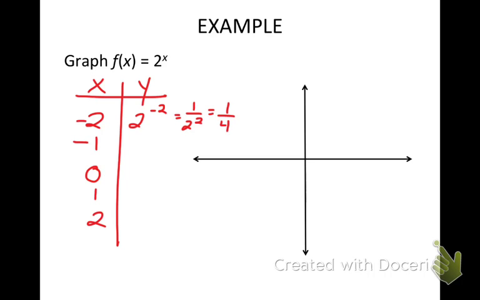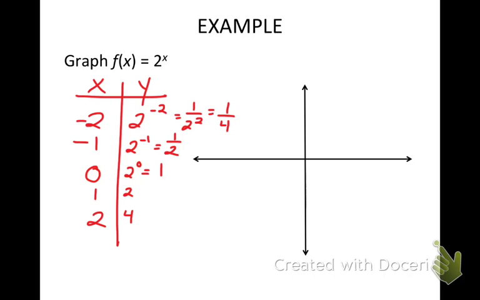So what would be 2 to the -1 power? 1 over 2, or a half. Anything to the 0 power is 1. 2 to the 1 is 2. 2 squared is 4. Okay, so can we plot those points?